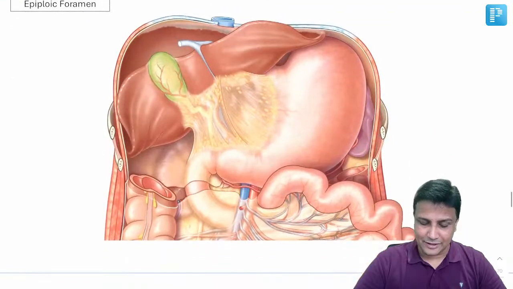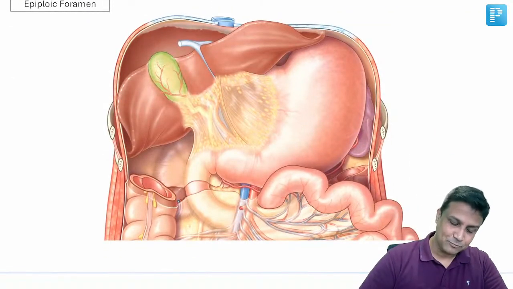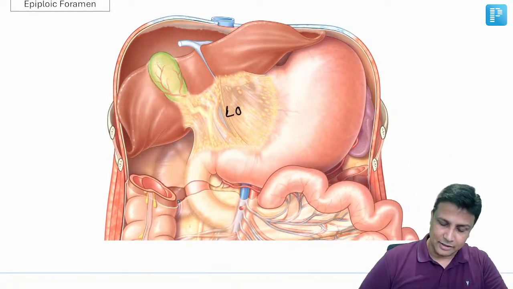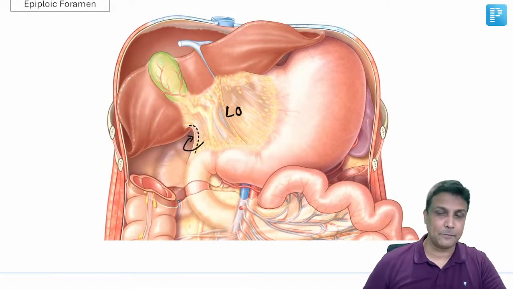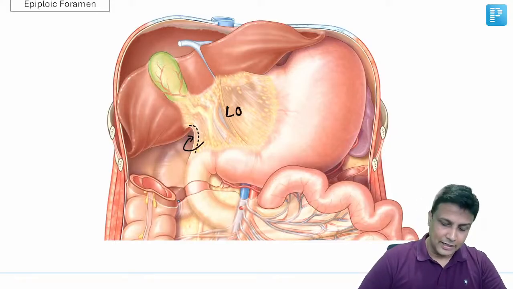What do you have superiorly and inferiorly? Now look here. Between the liver and the stomach here, this one is the lesser omentum. And this here will be the free margin of the lesser omentum here. And I told you the epiploic foramen is present behind the free margin here, sir. Epiploic foramen कहाँ पर होता है? इसके पीछे होता है. Now, above that, what do you have?